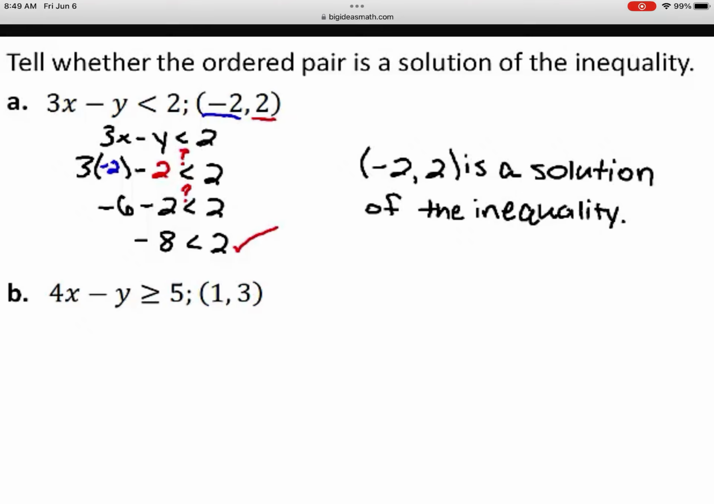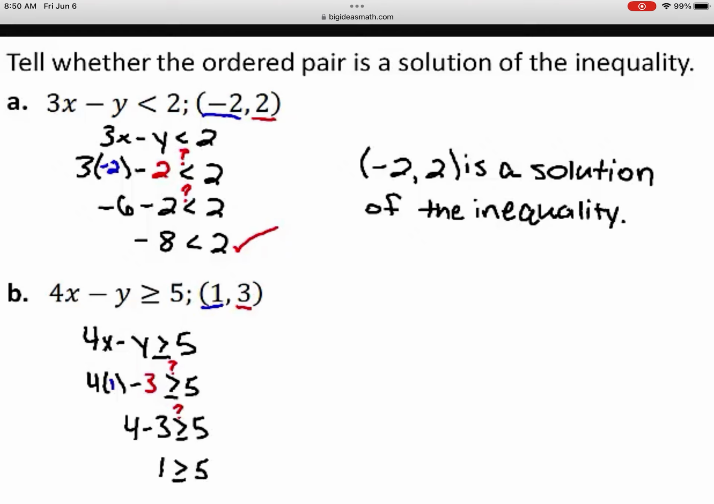Part B. 4x minus y is greater than or equal to 5. 1, 3. Begin by writing the inequality. Then substitute 1 for x and 3 for y. 4 times 1 is 4. 4 minus 3 is 1.